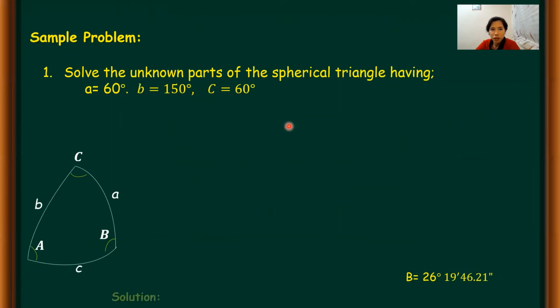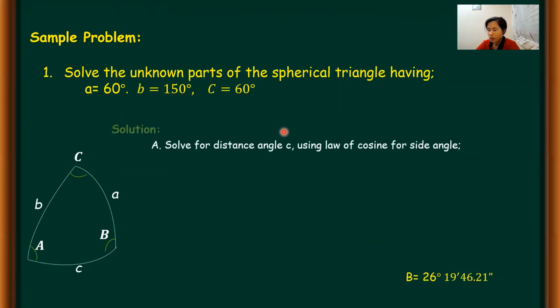So this sample problem, I already discussed on the other video. We have here: solve for the unknown parts of the spherical triangle, having a value of A, which is 60 degrees. B is equal to 150 degrees. So this is 150 and this is 60. The illustration is not too close to the given, I'm sorry. We have C, which is also equal to 60 degrees. Now we are asked to find the value of A, B, and C.